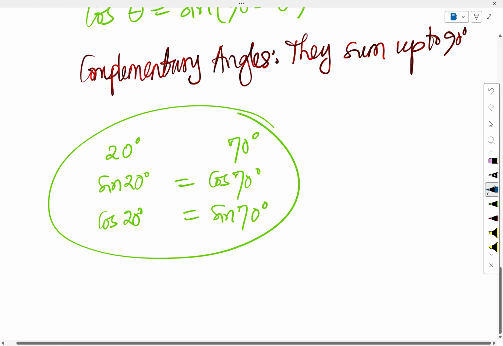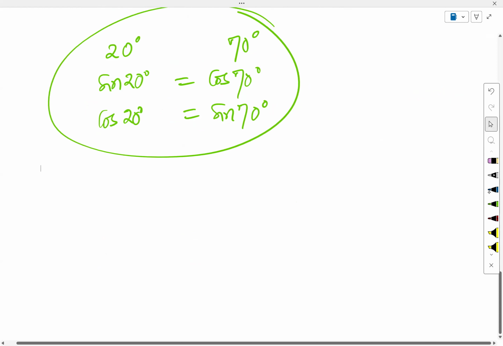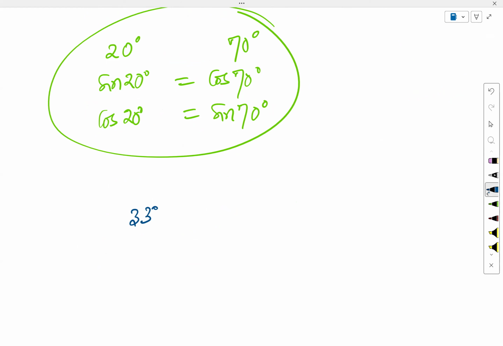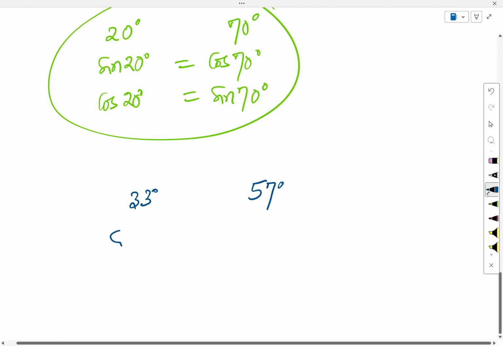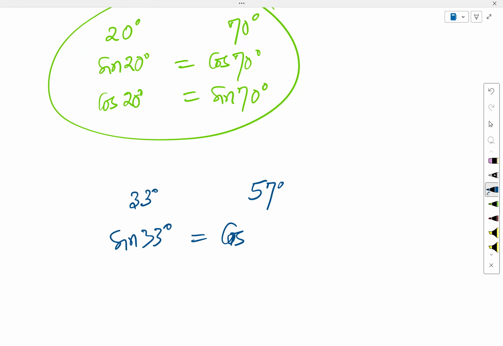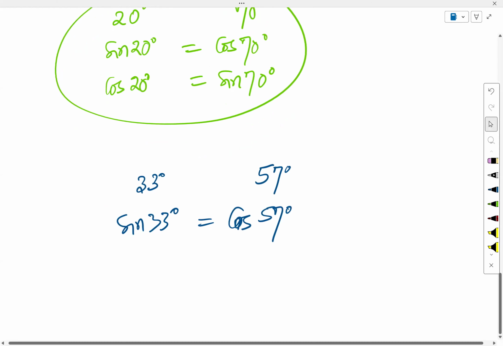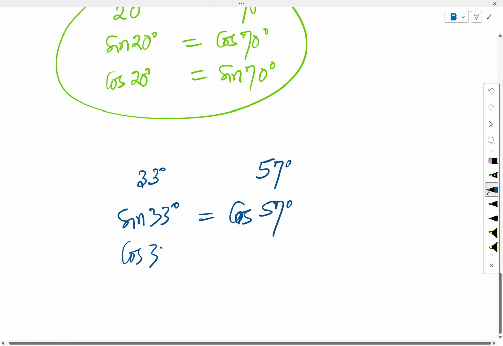It's very sure. That is the rule. What if you take another pair? Let's take another pair that is not so definite. Let's say 33 degrees. Which angle complements 33 degrees? That is the angle that you add to it that makes it 90 degrees. And that should be angle 57 degrees. So I'm sure that sine 33 degrees is equal to cos 57 degrees. In the same way, cos 33 degrees is equal to sine 57 degrees.